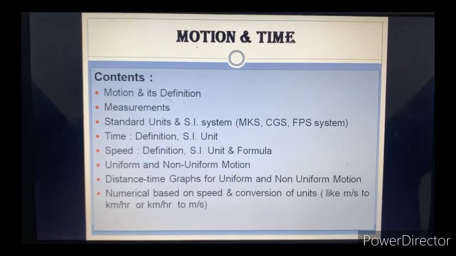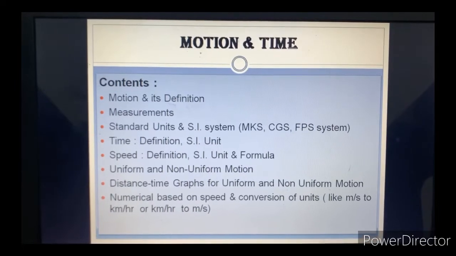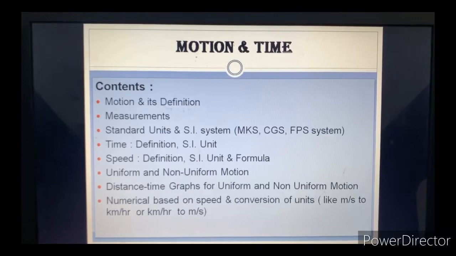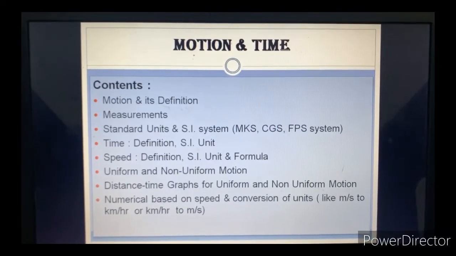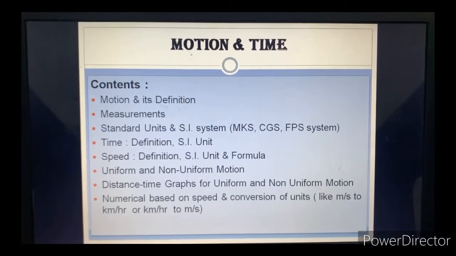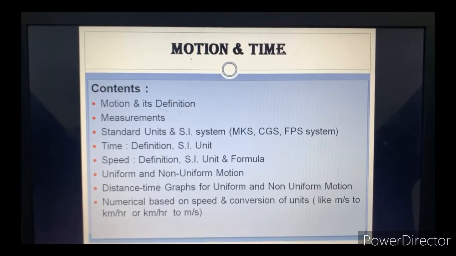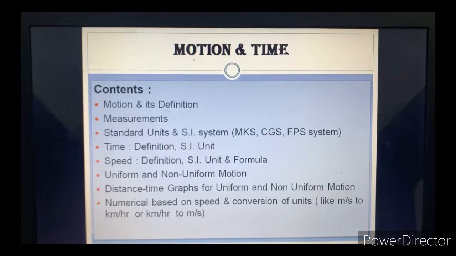And last but not least is numerical based on speed and conversion of units, like meter per second to kilometer per hour or kilometer per hour to meter per second. So these are all about the contents of this chapter. So let us start a chapter with the first heading, that is motion and its definition.